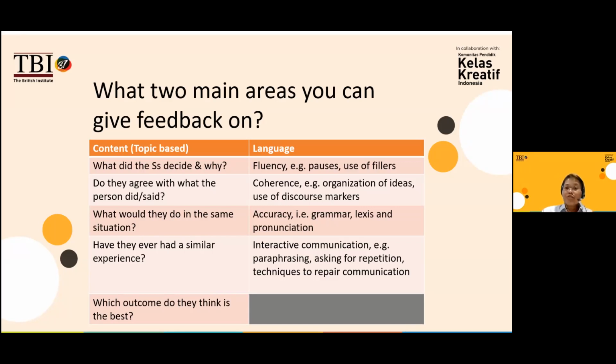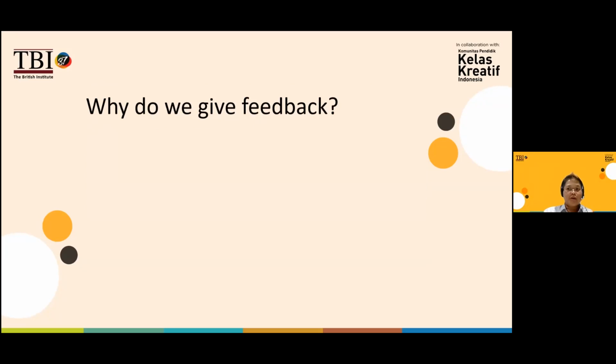In terms of language, this is the one that people tend to focus on quite a lot. It's divided into the four sub-skills, remember? So we're talking about fluency, coherence, accuracy, and also interactive communication. Those are the four things you can focus on. Remember, it's a speaking skill, so you need to focus on the four sub-skills. It's about accuracy, as you mentioned, but it's not just that; it could be the other three aspects too. Right. So why do we give feedback?